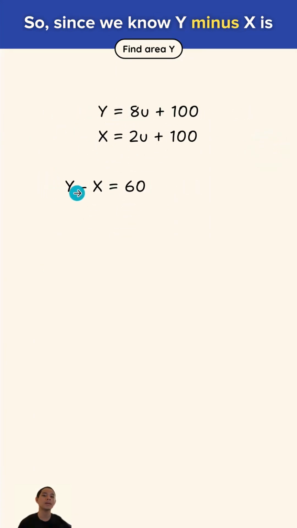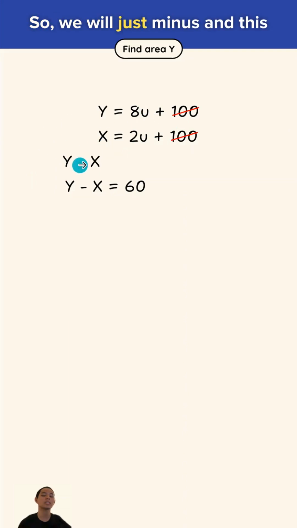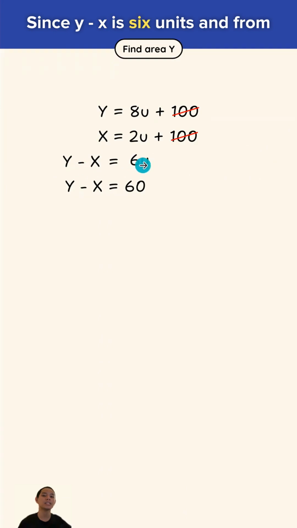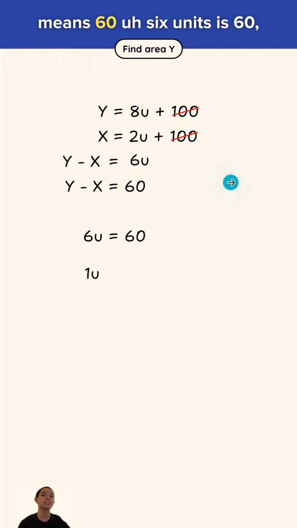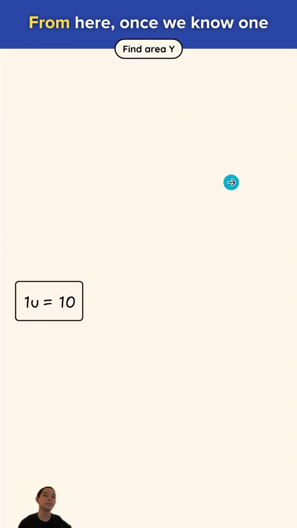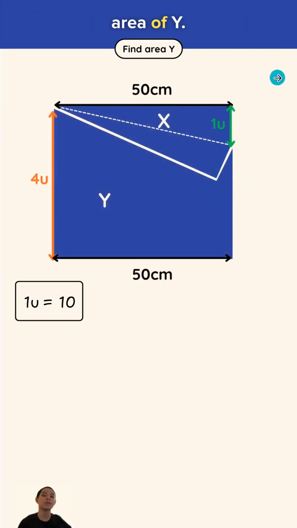Since we know Y minus X is 60, we do the same with the two equations that we formed. Since we can cancel both 100s, we are left with 8 units minus 2 units, and this gives us 6 units. Since Y minus X is 6 units, and from the question Y minus X is 60, that means 6 units is 60, so 1 unit is equal to 10. From here, once we know 1 unit is 10, we can find the area of Y.